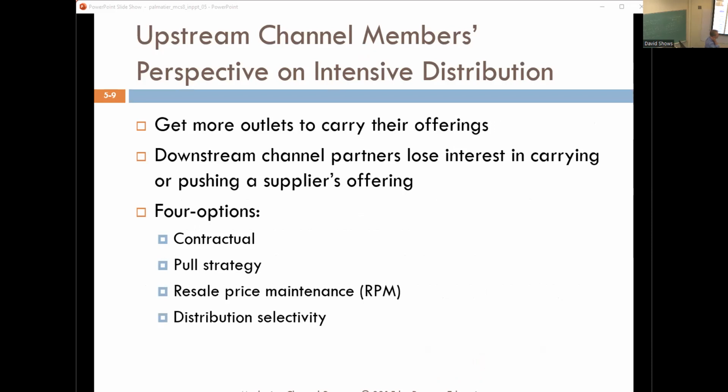Now, as I said before, the upstream members want to have as many outlets as they can. But here's the problem: once you reach a certain peak, the downstream partners lose interest in carrying your goods or even pushing them. I want to sell goods that make my store sustainable. It's as simple as that.